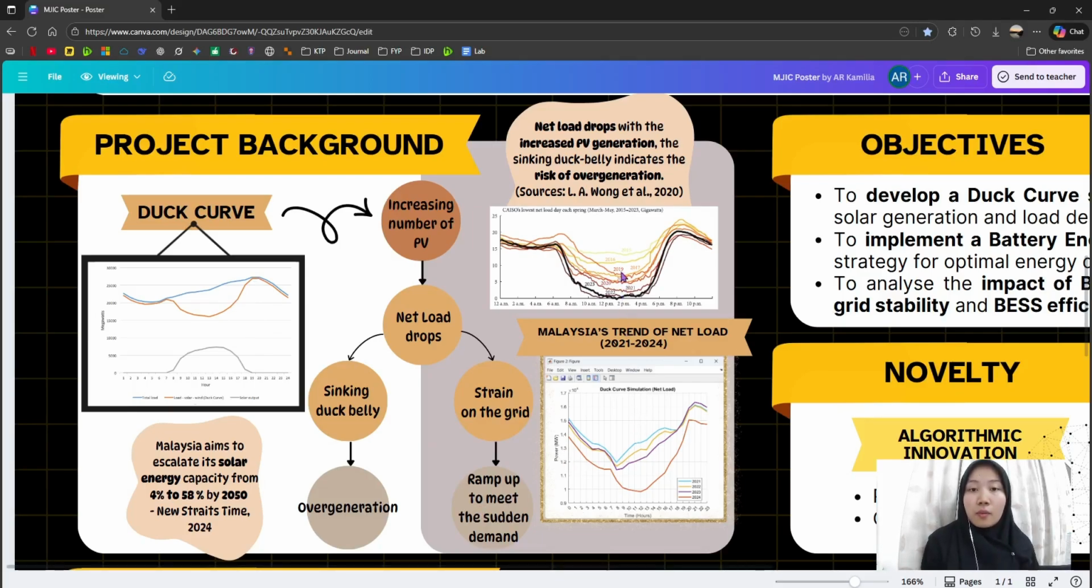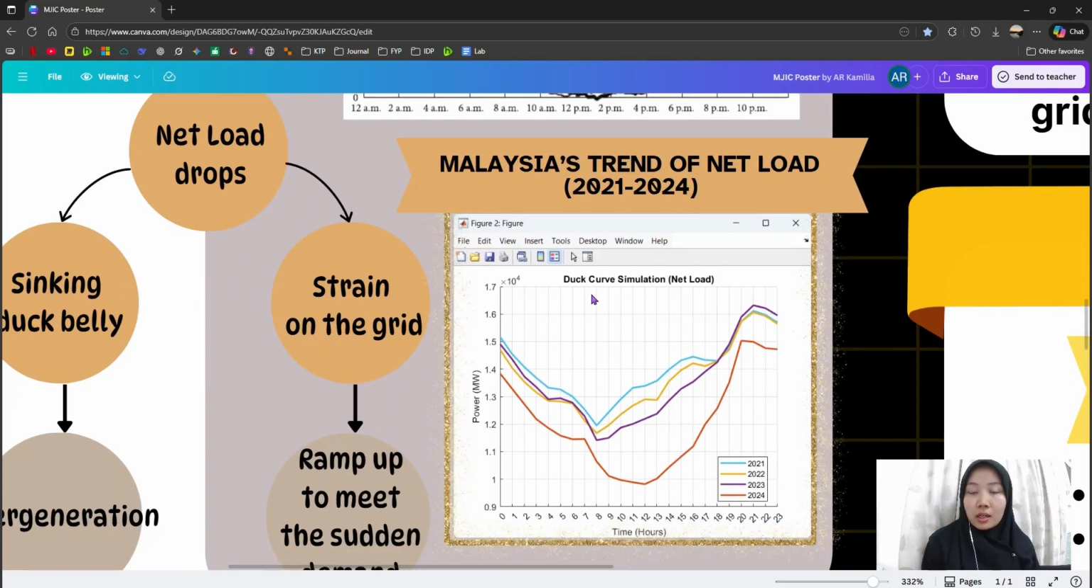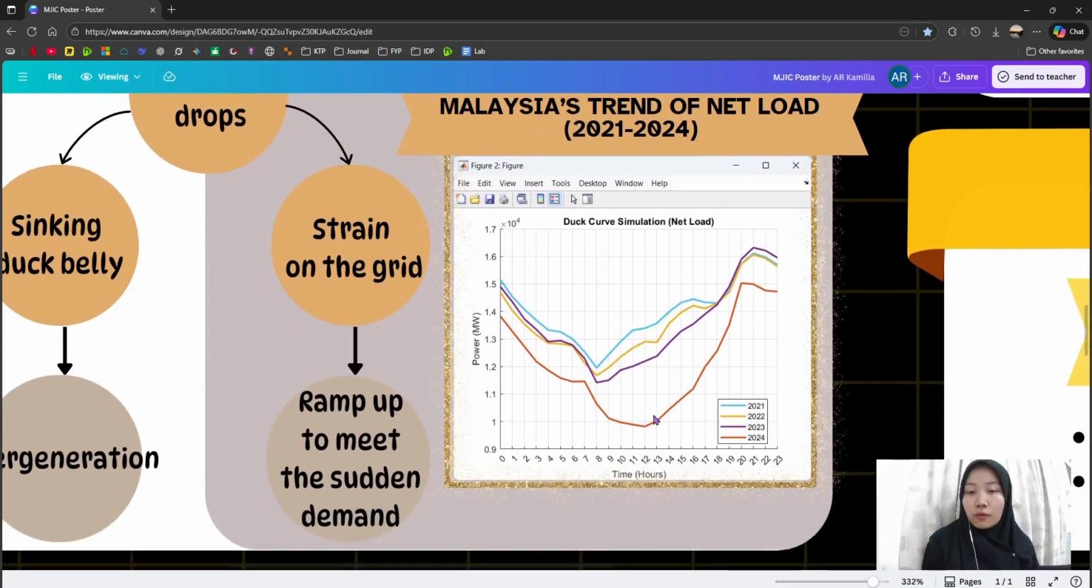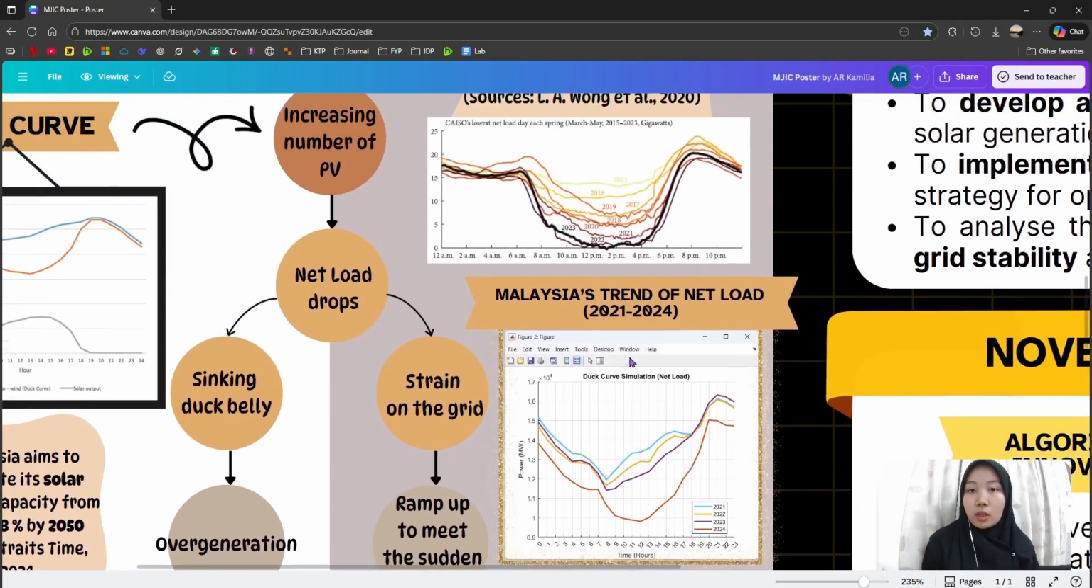So basically, for my project, I refer to California's net load. As you may see, during 2015 to 2022, the belly is getting deeper. I compare it to Malaysia's net load, from 2021 to 2024, and the belly is likewise getting deeper by the years. Why is this study important? When we study this case earlier, which is to mitigate the duck curve, we could save costs in using larger batteries.